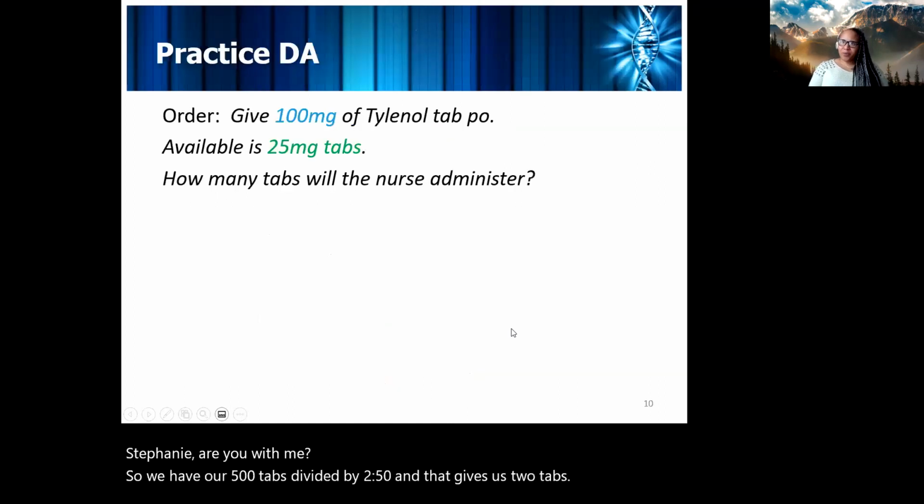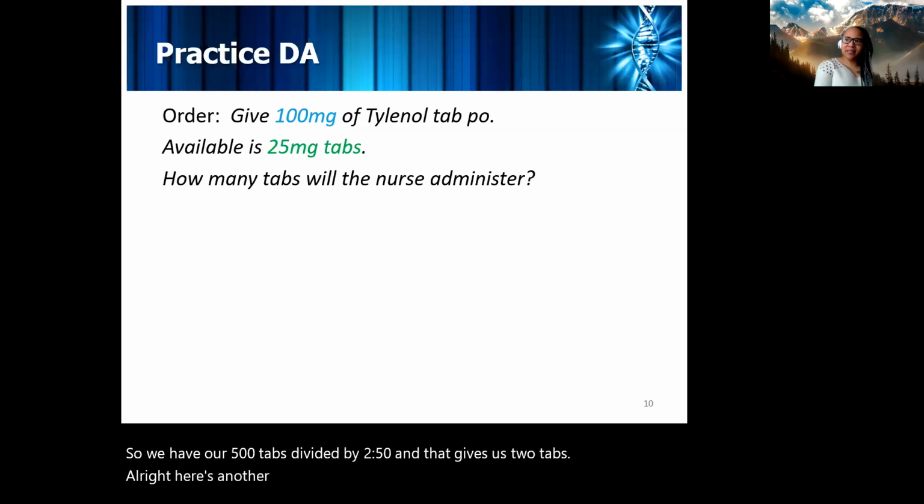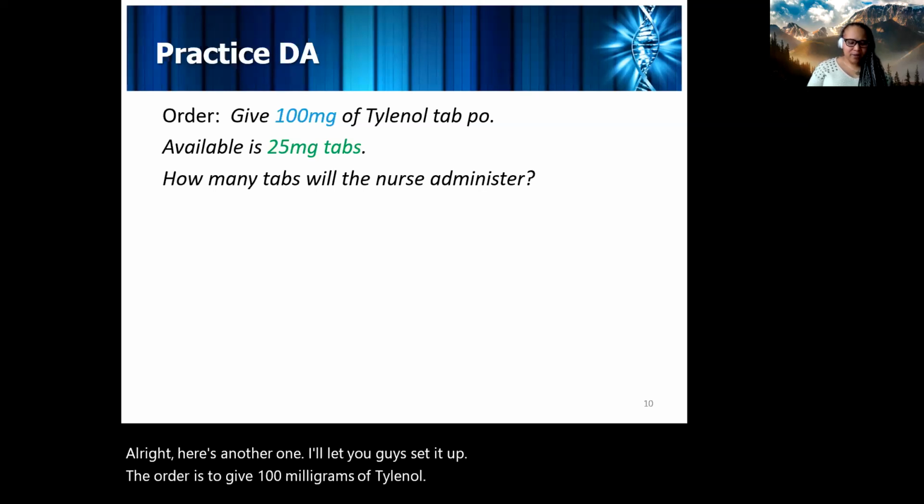All right, here's another one. I'll let you guys set it up. The order is to give 100 milligrams of Tylenol by mouth. What I have available is 250 milligram tabs. How many tabs will I administer?